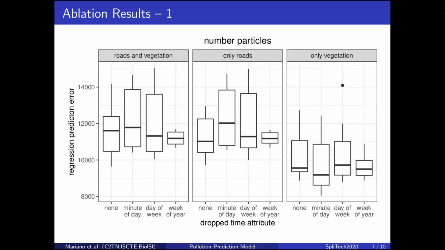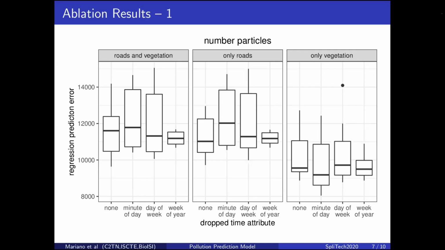Now, in the ablation experiments, we wanted to see which attribute was more important in terms of the regression prediction error, if removing an attribute would decrease the performance of the learning model. And we opted to remove one or two attributes. On the horizontal axis, we are showing a time attribute that was dropped. In our case, we wouldn't use in the learning algorithm either the minute of day, day of week, or the week of year.